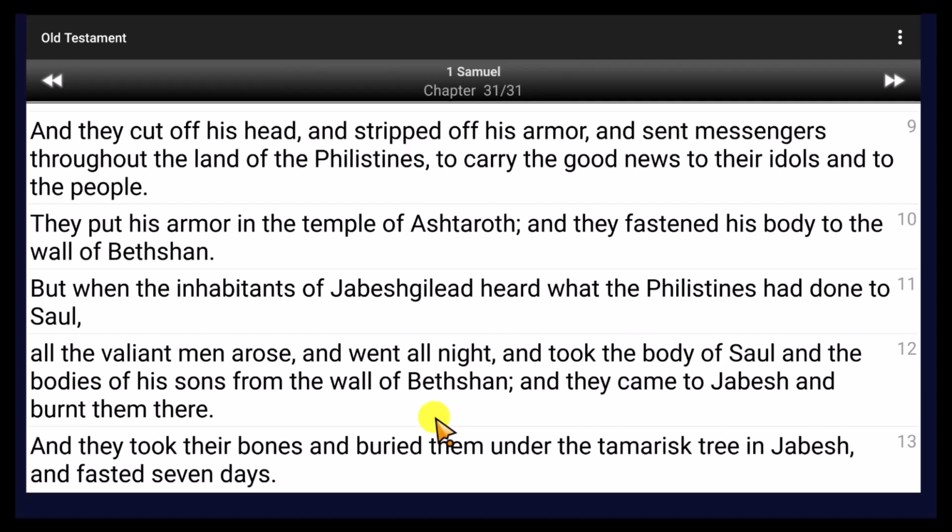Good. We will look at why the inhabitants of Jabesh Gilead came to take the body of Saul to give it a befitting burial. So let's go and look at the summary, and we shall talk about that.